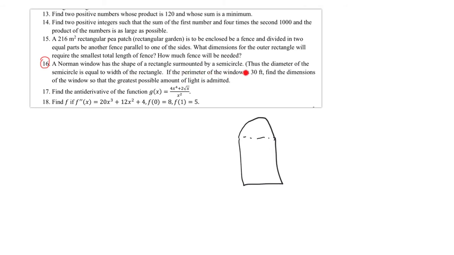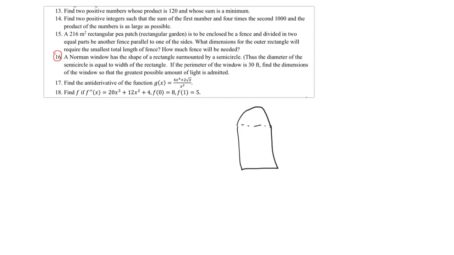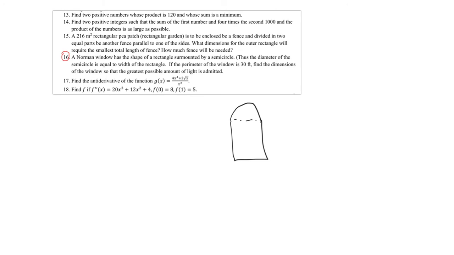If the perimeter of the window is 30 feet, find the dimensions of the window so that the greatest possible amount of light is admitted. Okay, so that's code for maximize the area. Hopefully that makes sense, because the larger the area of the window, the more light will get through. They're being weird with the way that they're wording it.